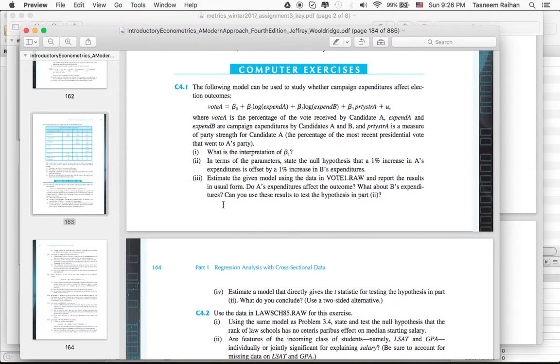Question 3 says, estimate the given model, that is this model up here, using the data in vote1.raw and report the results in usual form. The next part asks, do A's expenditures affect the outcome? What about B's expenditures? Can you use these results to test the hypothesis in part 2? So let's estimate the model first using the data in vote1.raw. I hope you have all downloaded this data file from iLearn.